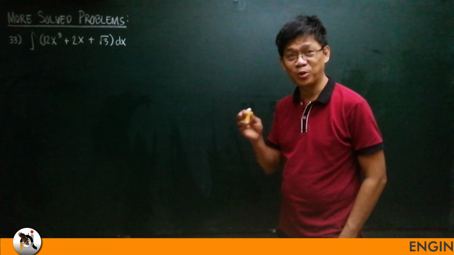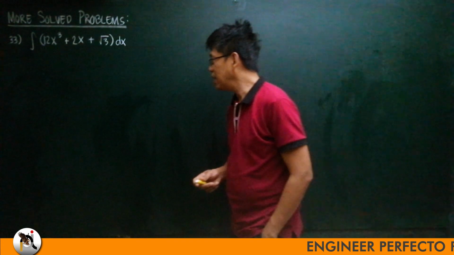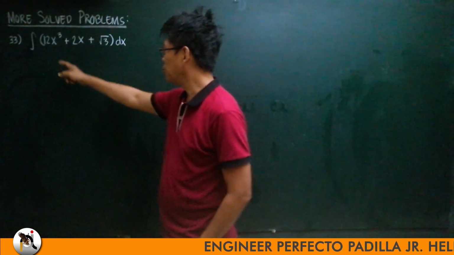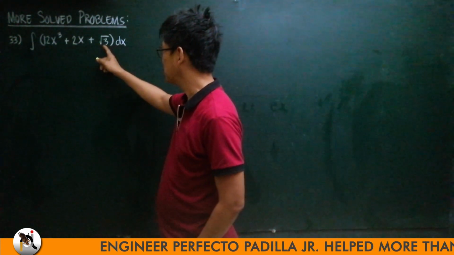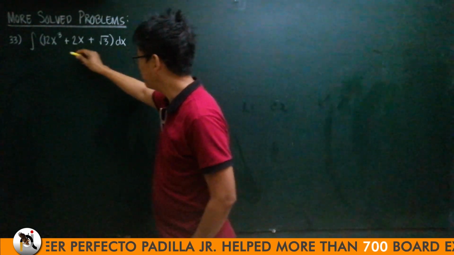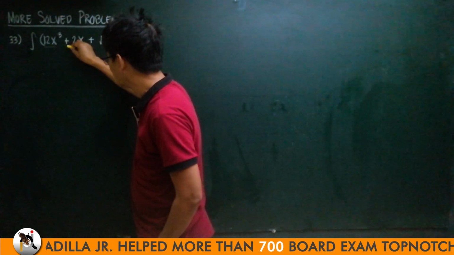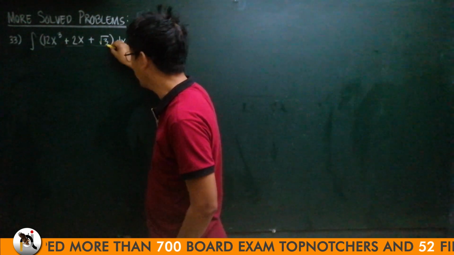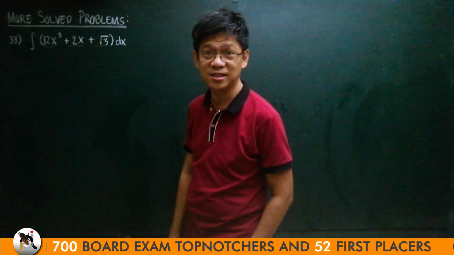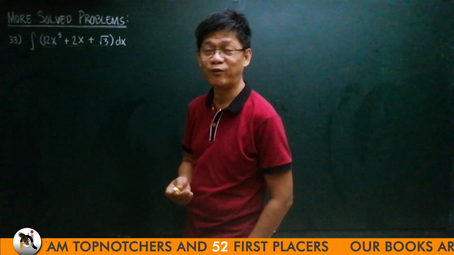So let us have some more problems. We are asked here to integrate 12x cubed plus 2x plus square root of 3 dx. If they are independent terms of x, just power of x, you just use the power formula.